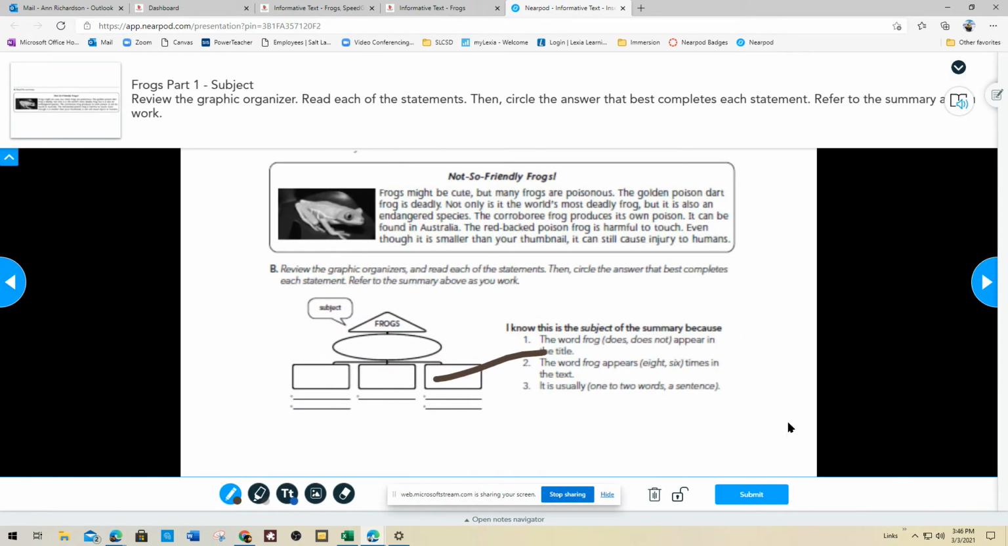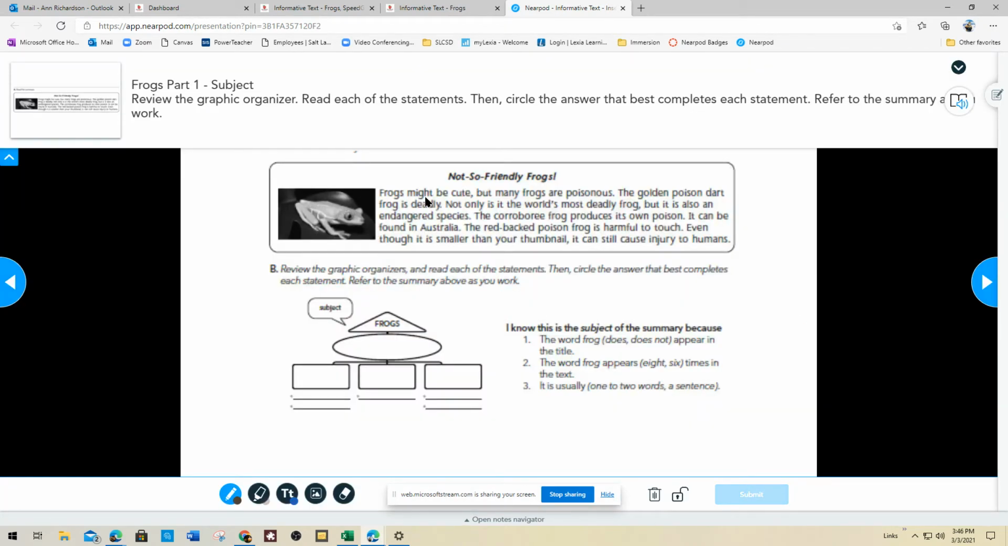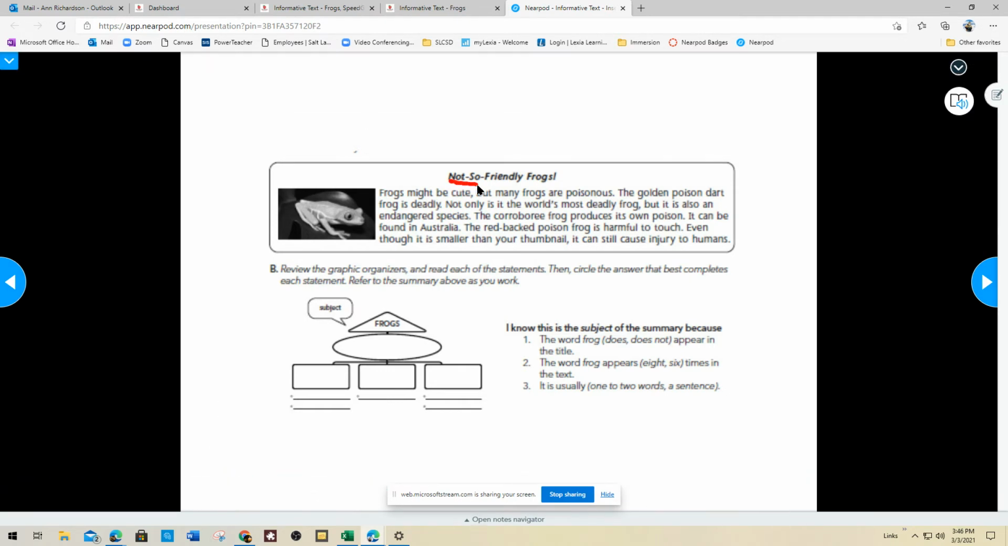so let's go ahead and read about the not so friendly frogs. Frogs might be cute. Okay, so not so friendly frogs. This is our topic. So I'm going to go ahead and pull up the red. Guys, if anybody can't see red, let me know. It does stand out, but for those people who are colorblind, you cannot see it. Okay, so not so friendly frogs. That is going to be our subject, okay? Subject. It's 1 to 2 words, right?